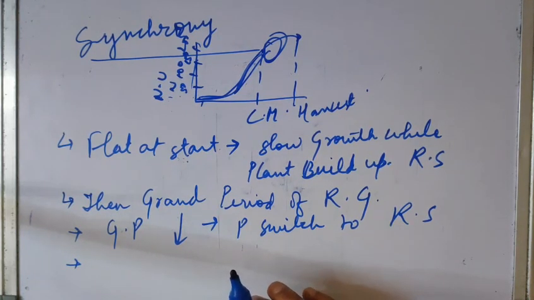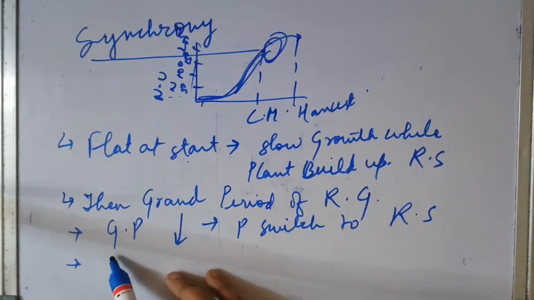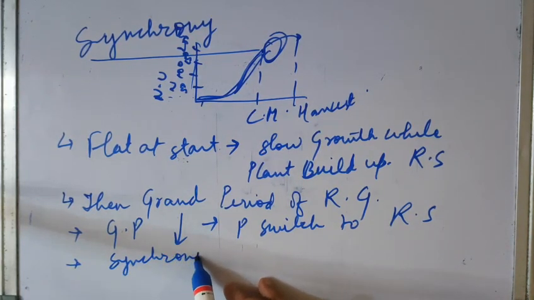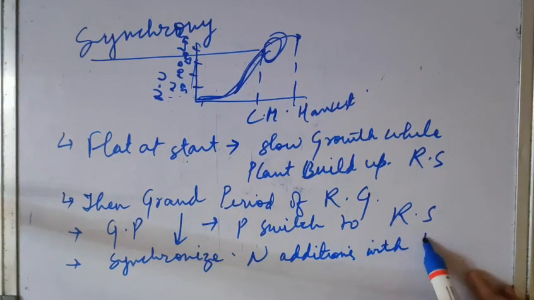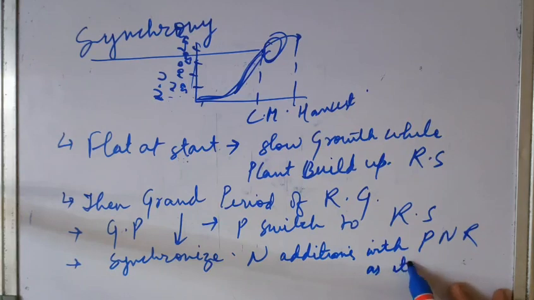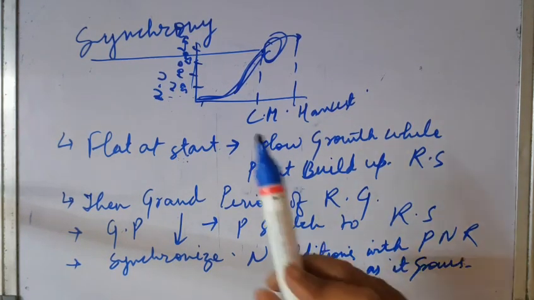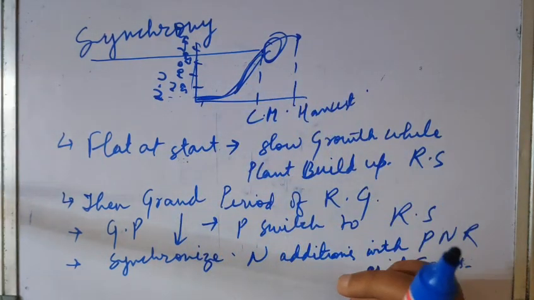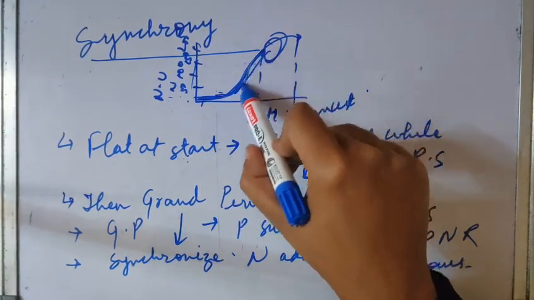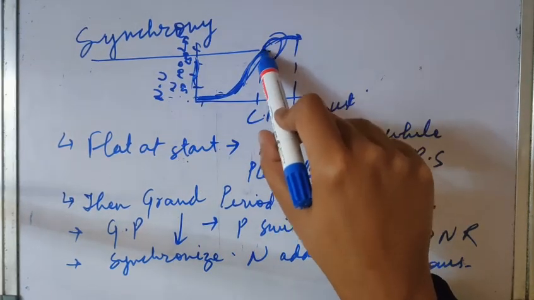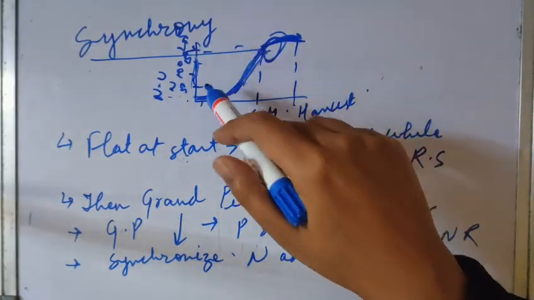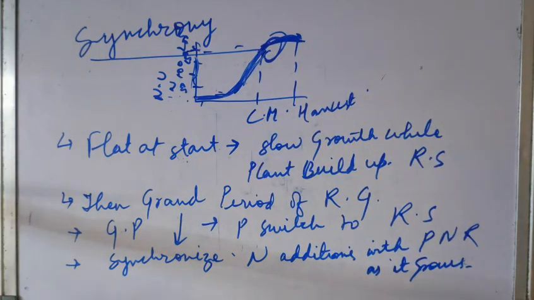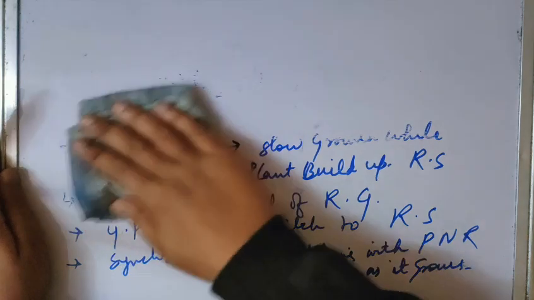This way we need to synchronize nutrient additions with plant nutrient requirements as it grows. Suppose the nutrient requirement in the initial stages, when the plant is developing its root system, is low, but during this grand phase you need to increase the nutrient supply, and from maturity to harvest, we need to maintain the nutrient requirement at a steady level. So this was all about synchrony.